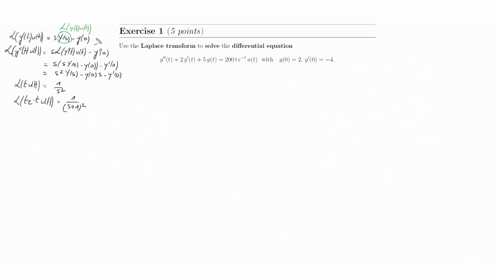This one is something that is easy to obtain and that you know since a long time. It's the Laplace transform of the first derivative: s times the Laplace transform of the primitive. So it's y of t, so this is y of s minus the initial condition in 0 on the primitive, right?